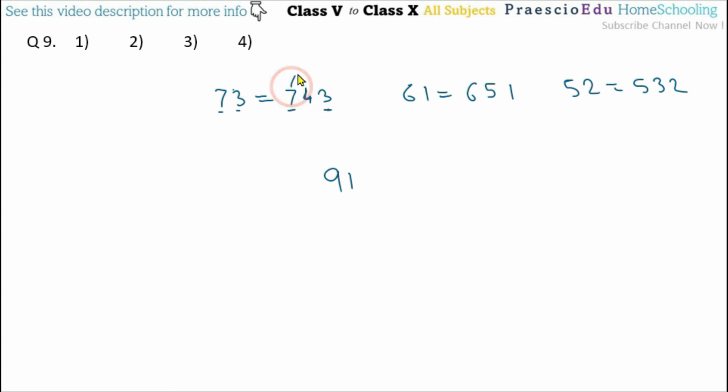So 7 and 4 and inside that is the difference, so the number formation is 743. Like this one, 6 and 1 have the difference 5, and the two digits as it is. 5 and 2, the difference is 3, and the 5 and 2 digits as it is. So like this, 9 and 1 digits as it is, and the difference between 9 and 1 is 8. So that means 981, and this is given in option number 3.